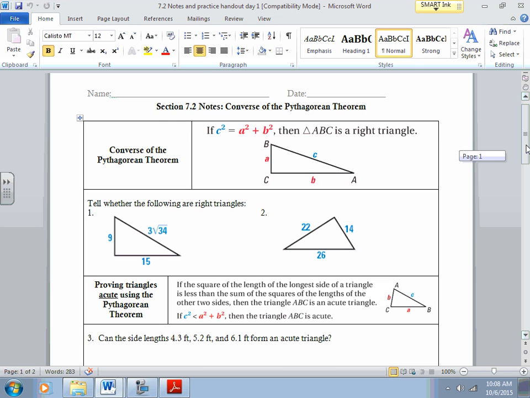We're going to go ahead and get started. Again, we're on Unit 4 now, okay? So we're Unit 4. And we're going to be going over the Pythagorean theorem. Make sure you guys take good notes.